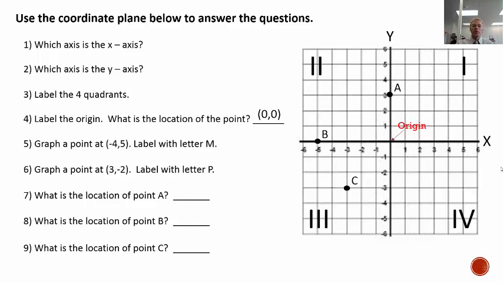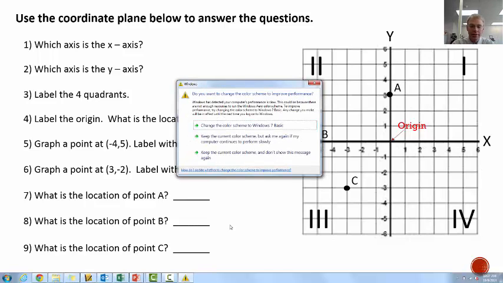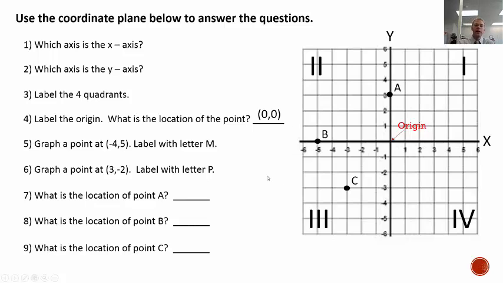Okay, I want you to do 5 and 6 together. Label M and label P. Go ahead, find (-4, 5) and (3, -2). Find those locations on the coordinate plane. There's M, and there's P. So hopefully we put those in the right spots.